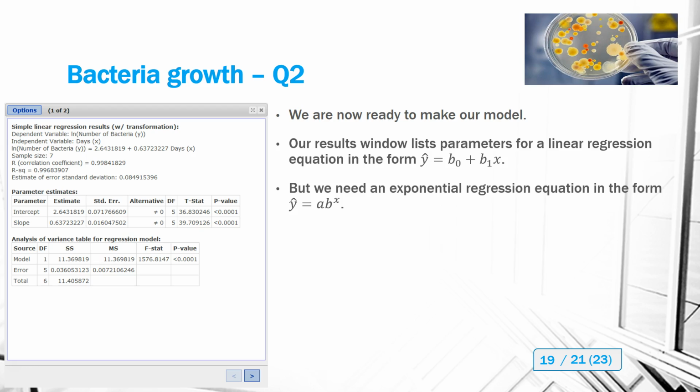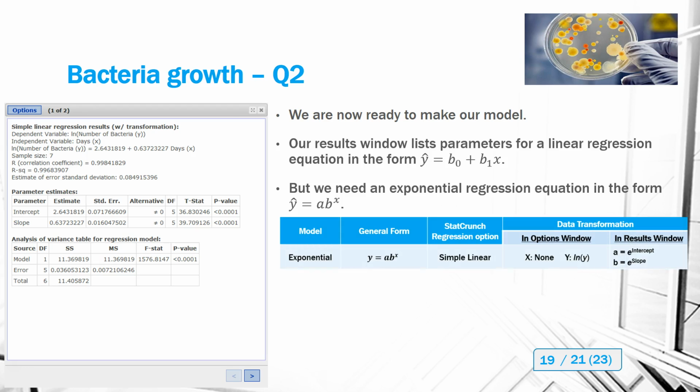What we want is an exponential regression equation, because remember, we're trying to make an exponential model. So we want the exponential regression equation, and that has a different general form, a times b to the x power. Well, go back to your data transformations table and look at that last column where it says in results window. This tells us what to do with our results so that we can get the coefficients that we need.